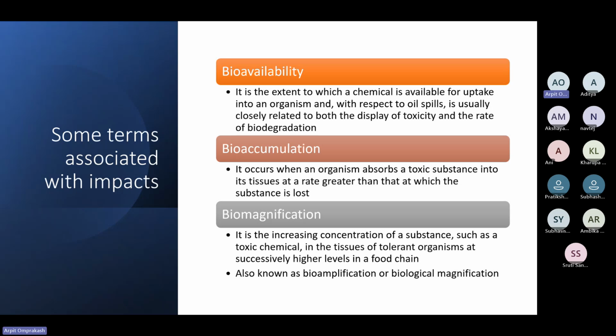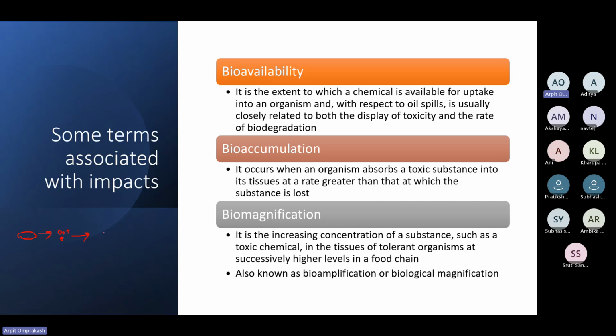Biomagnification is basically the increase in concentration of a substance, such as a toxic chemical, in the tissues of tolerant organisms at successively higher levels in the food chain. So let's say there's an oil spill or some other chemical, and some zooplankton are ingesting it at a rate higher than that at which they can degrade it. So they're accumulating a bit of this oil.